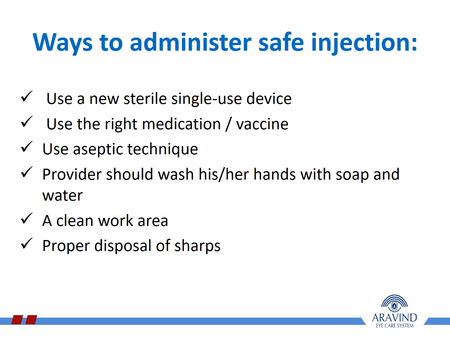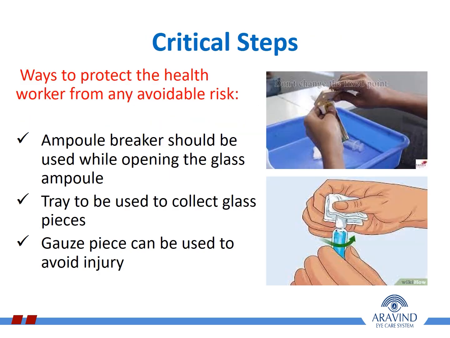What are the ways to administer safe injection? It includes use a new sterile single use device, use the right medication or the vaccine, use aseptic technique. Provider should wash his or her hands with soap and water, a clean work area, and proper disposal of sharps. Following are the critical steps, the ways to protect the health worker from any avoidable risk.